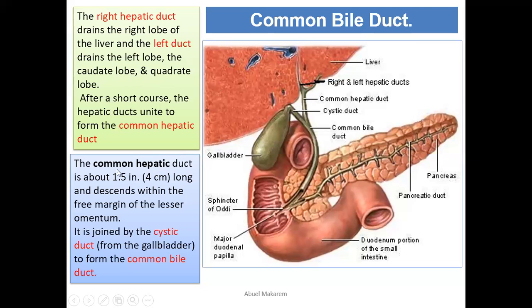The common hepatic duct is about 1.5 inches long and descends within the free margin of the lesser omentum. It is joined by the cystic duct. Now, if you can see here, the cystic duct, which is coming from the gallbladder, will be joining the common hepatic duct to form the common bile duct. The common hepatic duct now changes into the common bile duct.